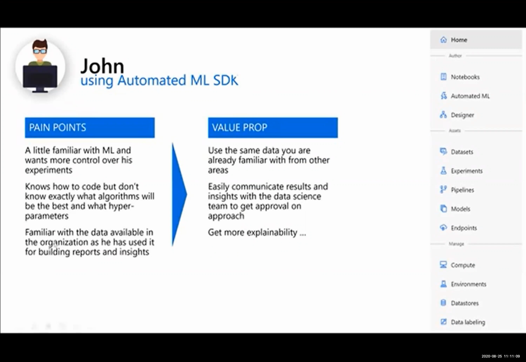We also see that he was familiar with the data available in the organization as he has used it for building reports and insights. So John can use the automated machine learning SDK, and use the same data that he's already familiar with from other areas. He can also communicate results and insights with the data science team to get approval on approach, and he can actually learn more about his model, like getting model explainability.